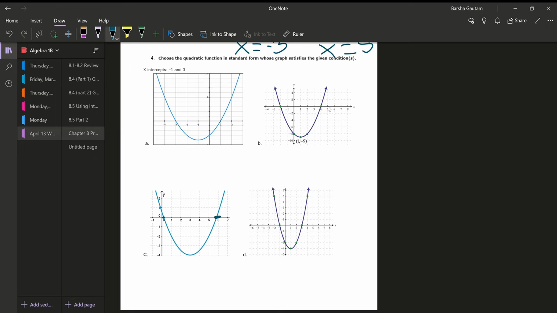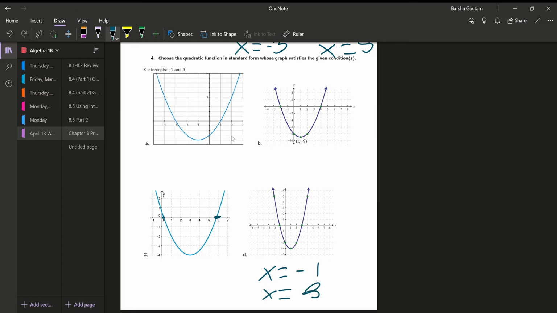The x-intercept is where it crosses the x-axis. So we don't care about when it crosses the y-intercept in this case. This one definitely will not work because this is negative 2 and 4. This one here might be the correct answer, right? Negative 1, 3. Let's write that down over here. X equals negative 1, x equals 3.